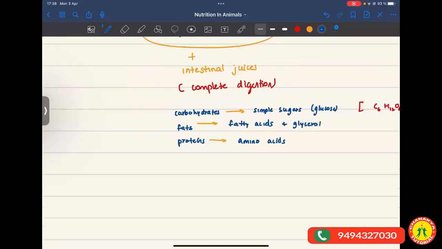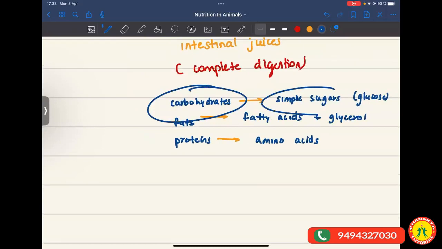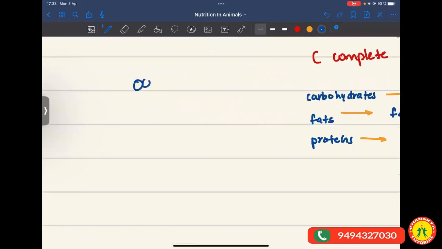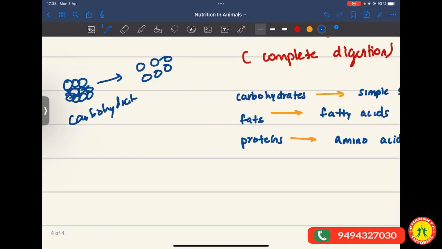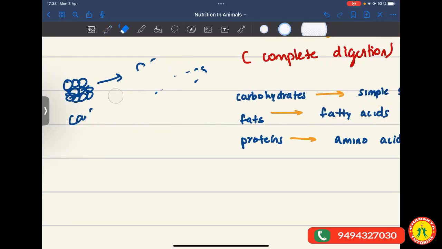So basically, this is a complex form, and this is a simpler form. That's it. It's nothing but the same thing. It's like your room is very messy and you're organizing your room. So carbohydrate turns into simple sugars. That's it. This is the basic thing that they're trying to say.